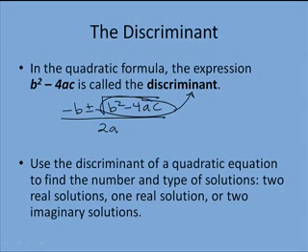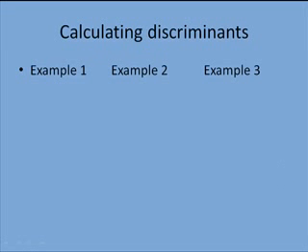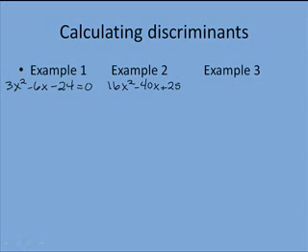So we're going to use those equations from examples 1 through 3 in standard form on this next slide. So make sure you have those. From example 1, our equation was 3x squared minus 6x minus 24 equals 0. Example 2, it was 16x squared minus 40x plus 25. And example 3, x squared minus 6x plus 10. So let's find our a, b, and c for each of these examples and then calculate our discriminant.